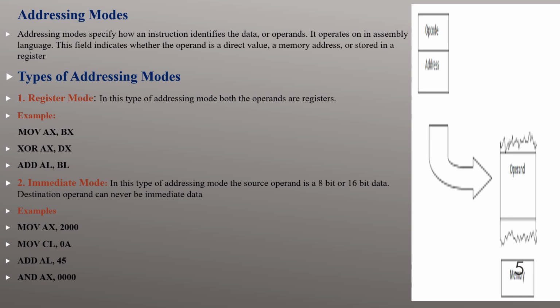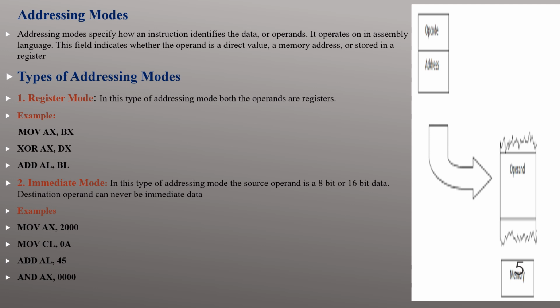Next is the addressing mode. Addressing modes are crucial in assembly language as they define how an instruction identifies the data or operands it operates on. Understanding these modes is essential for effective programming and optimization in microprocessor architecture. So let's get started with the types of addressing mode.